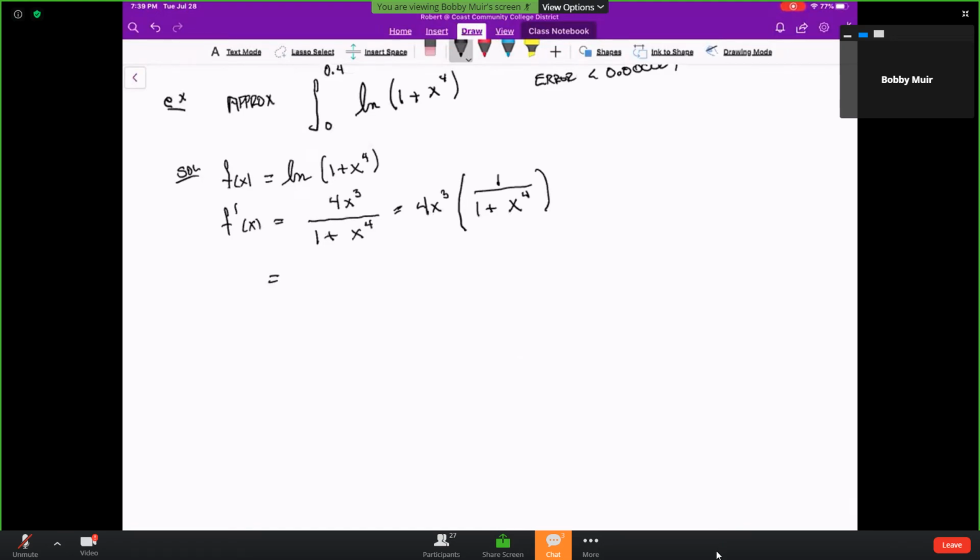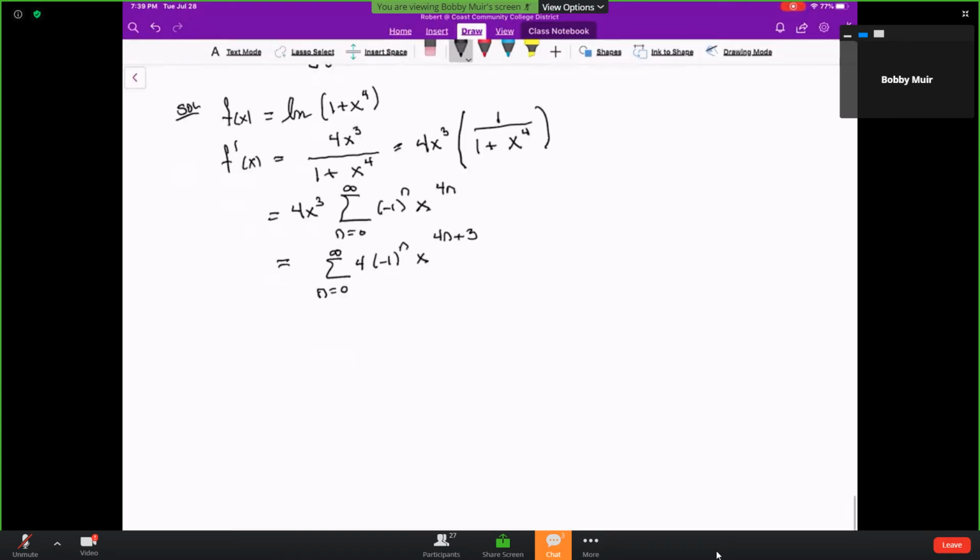So this is going to be 4x cubed. Now we use our geometric series, the sum from 0 to infinity of negative 1 to the n, x to the 4n, which is equal to the sum from 0 to infinity of negative 1 to the n, x to the 4n plus 3.